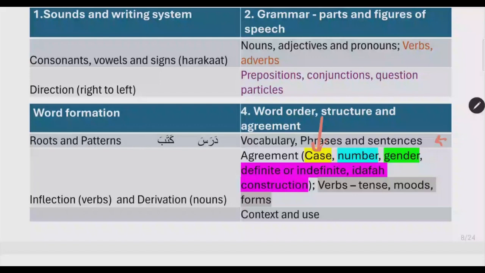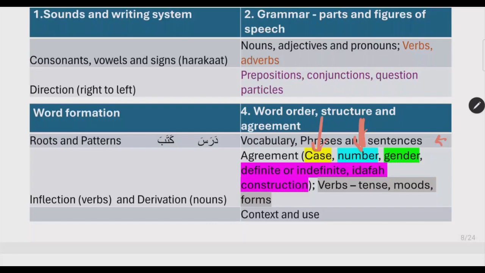So we've covered case. Today we're going to look at the number concept. And then hopefully we'll cover some of it today and some in the next lesson. And then the other concepts we'll have to cover are gender, definite or indefinite, the idafa construction, and verbs, etc. So those will come in later lessons. All right, so we'll start off with number.